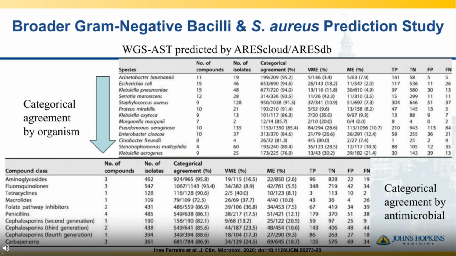The last study I'm going to highlight here is a study, again, that applied the Ares genetic database to a wide variety of gram-negatives as well as Staph aureus to predict AST. And you can see here that overall the categorical agreement varied by organism as well as antimicrobial agent, but showing that we can apply these pipelines more broadly to potentially be applicable for patient care.